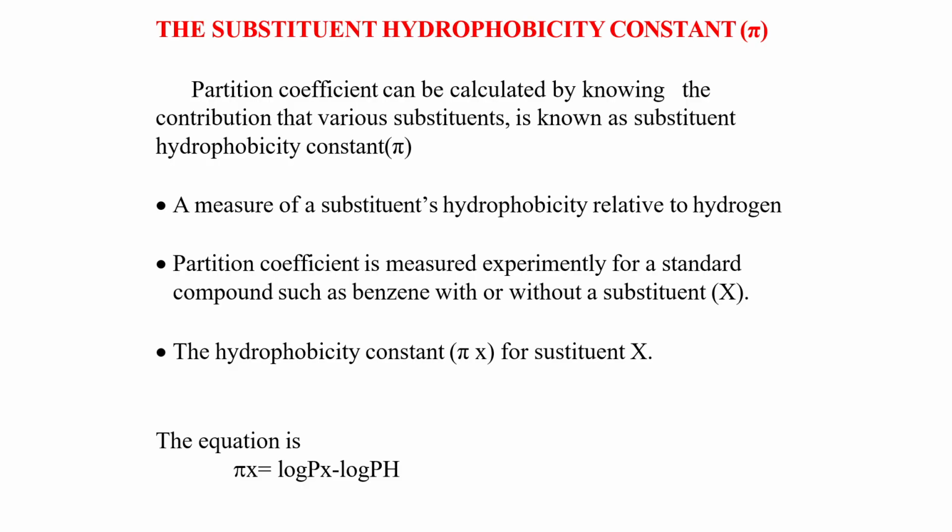So the partition coefficient can be calculated by knowing the contribution that various substituents make, known as the substituent hydrophobicity constant, which is a measure of the substituent's hydrophobicity relative to hydrogen. Partition coefficient is measured experimentally for a standard compound such as benzene with or without a substituent. So the hydrophobicity constant, pi X, is for substituent X. The equation is: pi X, that is the partition coefficient of the substituent, is equal to log of PX minus log of PH.